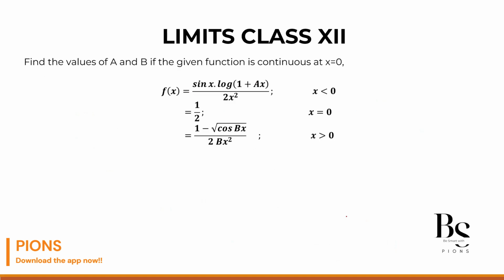Let's move to the next question, question number 2. Question 2 says, find the values of a and b if the given function is continuous at x equal to 0. As we can see, this is our left hand limit, this is our central limit, and this is our right hand limit. If the given function is continuous, then the left hand limit must be equal to the central limit, and that must also be equal to the right hand limit.